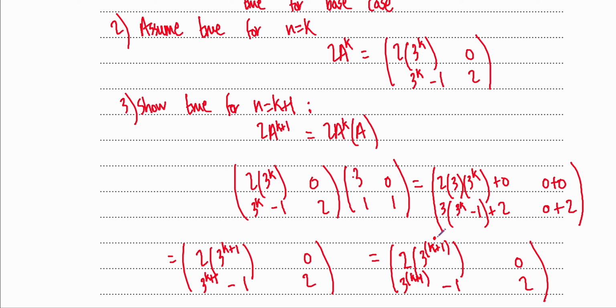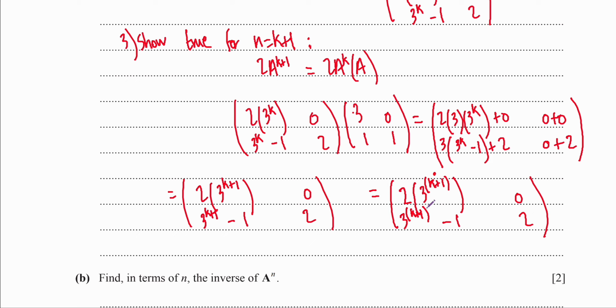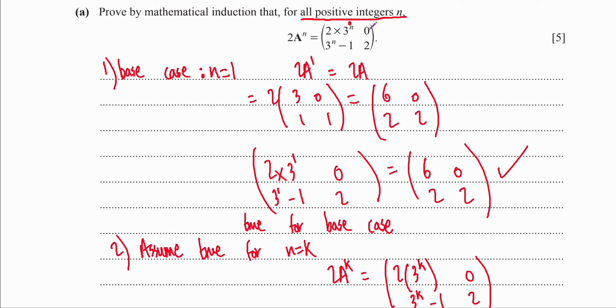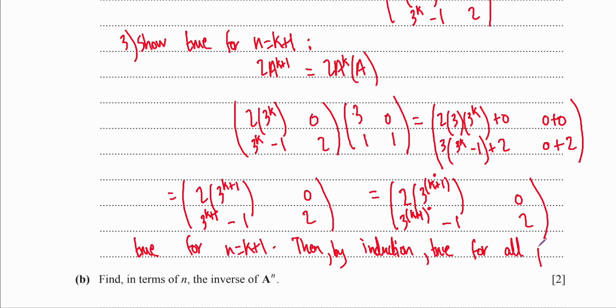This is the k plus 1, and you see the n. You see the n over here, you see the k plus 1 over here. And that's it. We've just matched the n to k plus 1. And the 0 and 2 stay the same. We have the 0, we have the 2. So that means this is true for n equals k plus 1. That's it. Then, by induction, this is going to be true for all positive integers n.